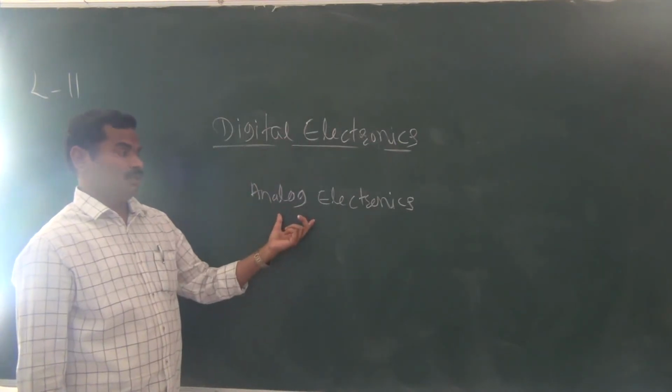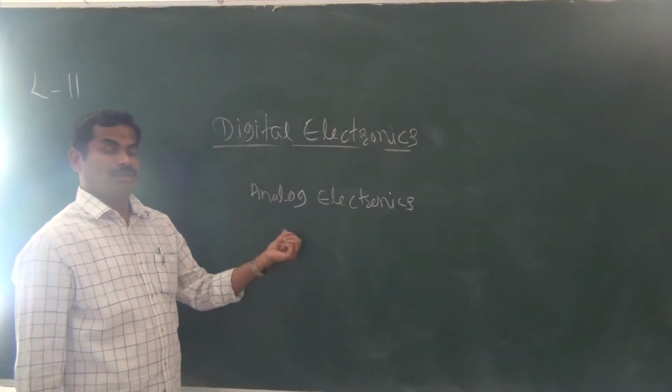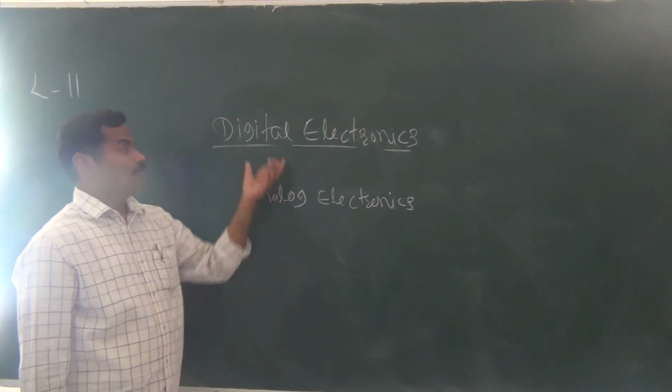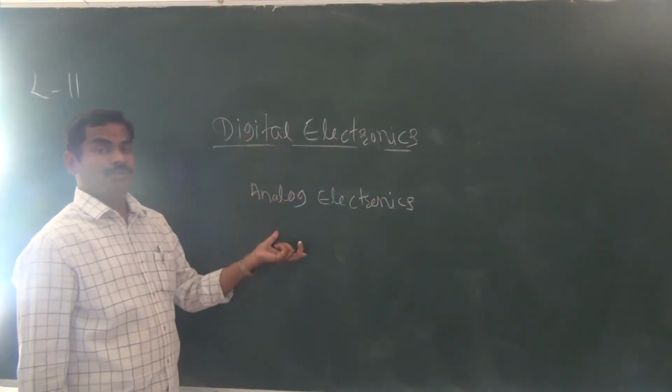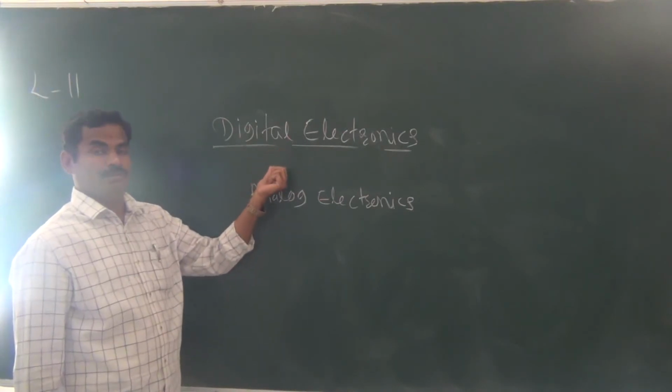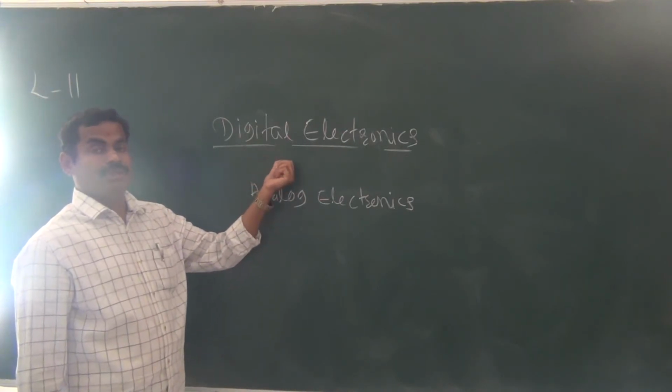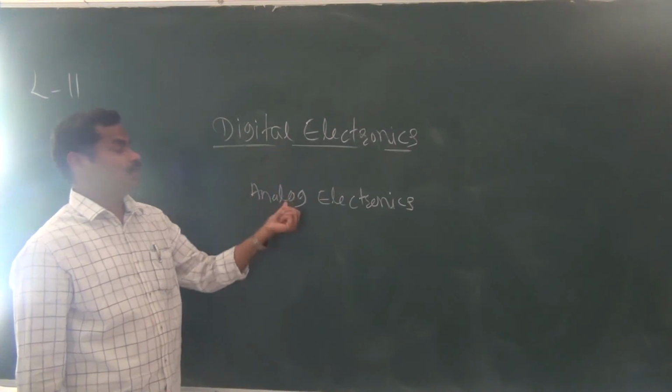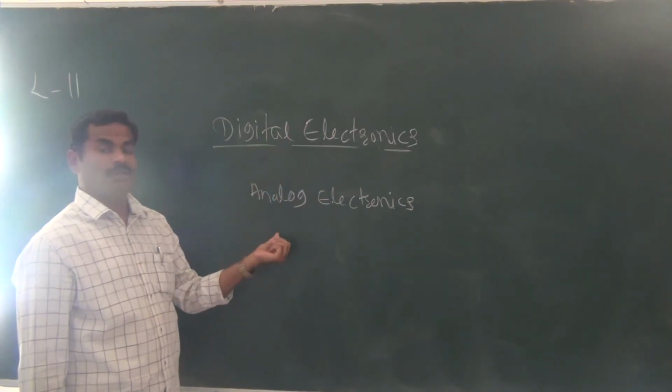It means in analog electronics, your signal, whether current or voltage, is continuous. But in digital electronics, the signal is not continuous. They use only two states, or only binary numbers, 0 and 1. This is in brief about digital and analog electronics.